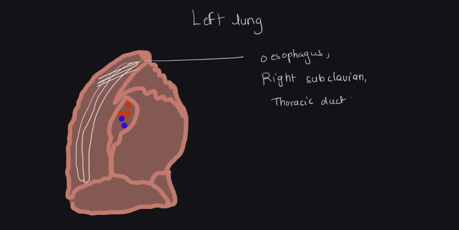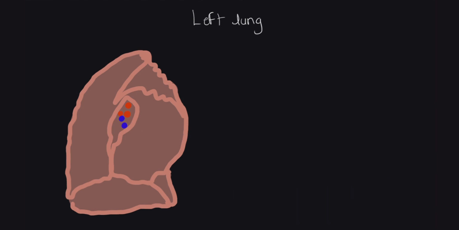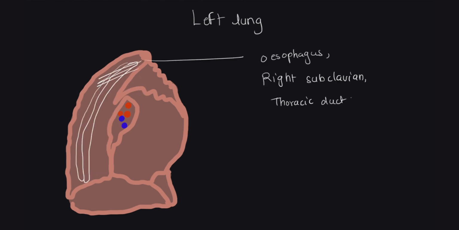So let us summarize once again. First, the cardiac impression of the left ventricle and the right ventricle. And then we can find the other relation with respect to the great vessels, namely the left subclavian artery and the vein, and also the aortic arch and descending aorta. And lastly, we have the esophagus, the right subclavian vein, and the thoracic duct.